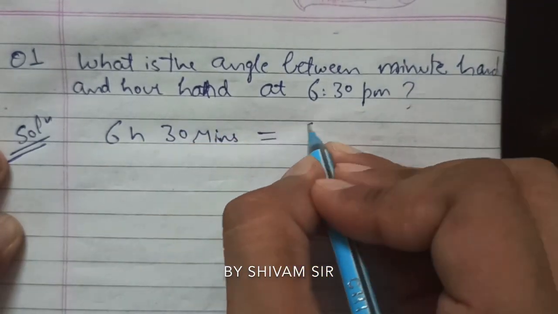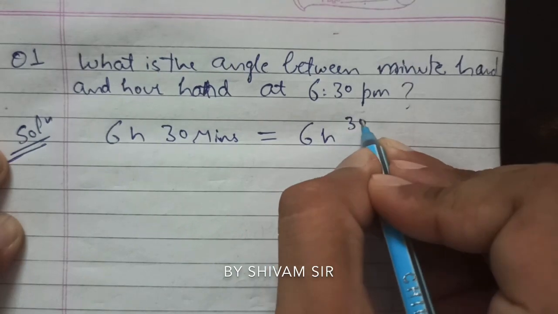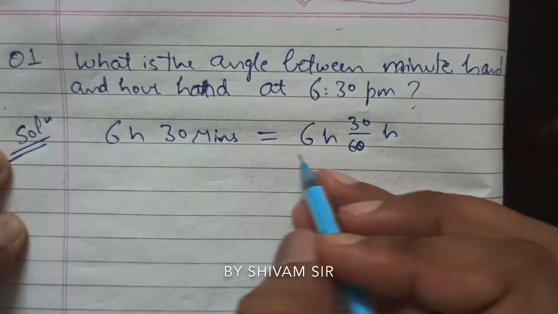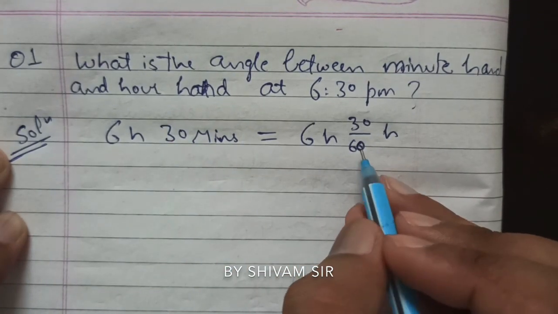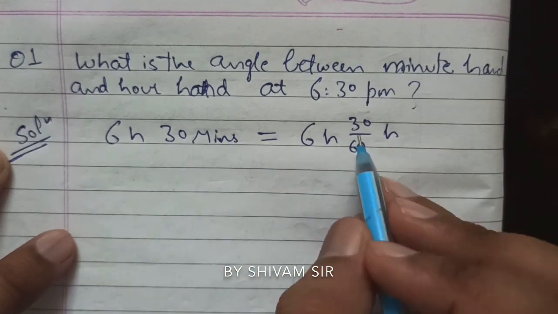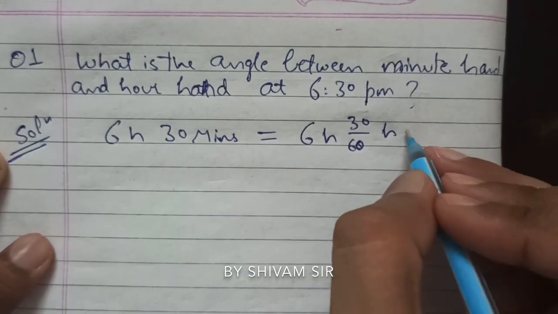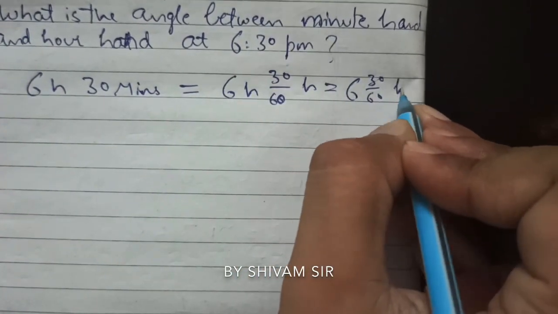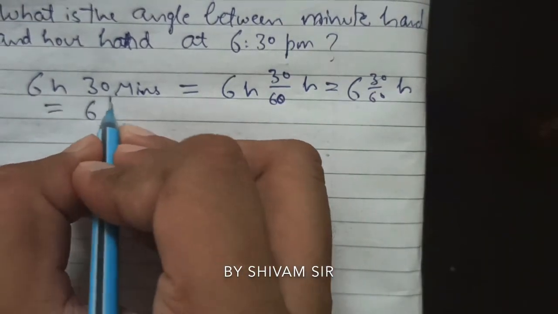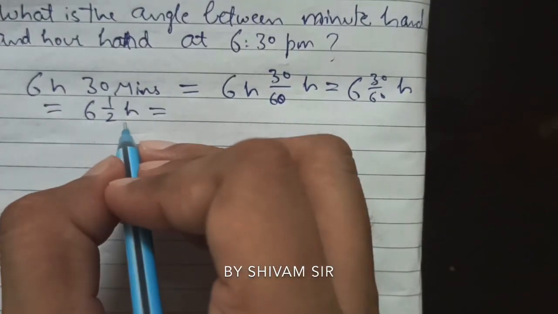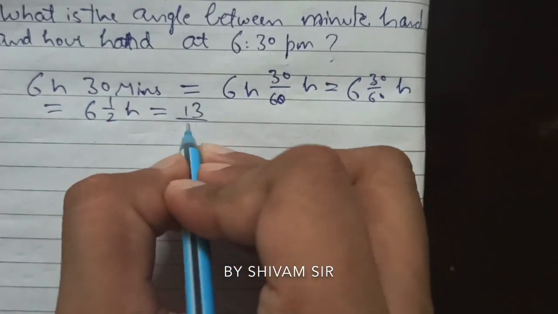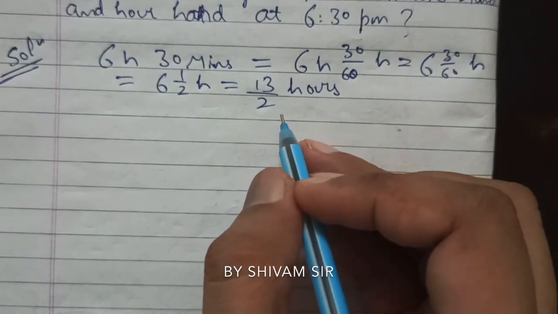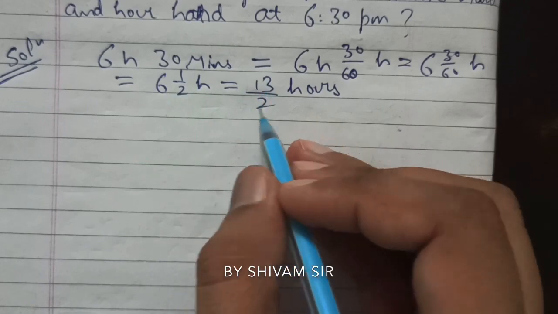So which means 6 hours and 30 upon 60 hours. If we convert these 30 minutes into hours, it will be 30 upon 60 hours, because in 1 hour we have 60 minutes. So this is 6 whole 30 upon 60 hours, or 6 whole 1 by 2 hours. 6 multiplied by 2 is 12, 12 plus 1 is 13 upon 2 hours. So the total is 13 upon 2 hours, and the hour hand has to go for 13 upon 2 hours, right?